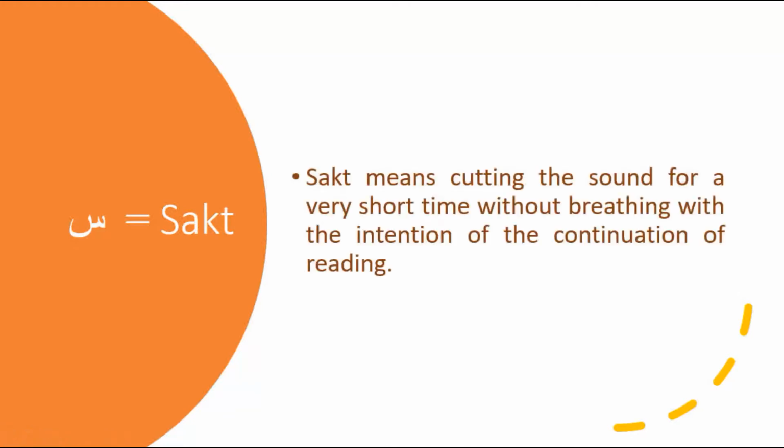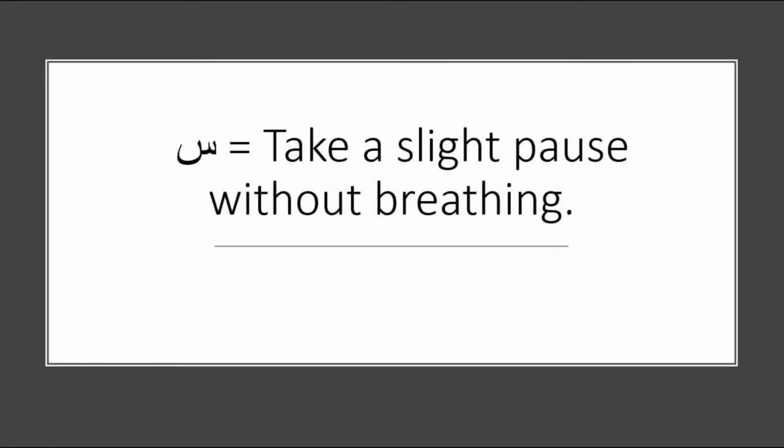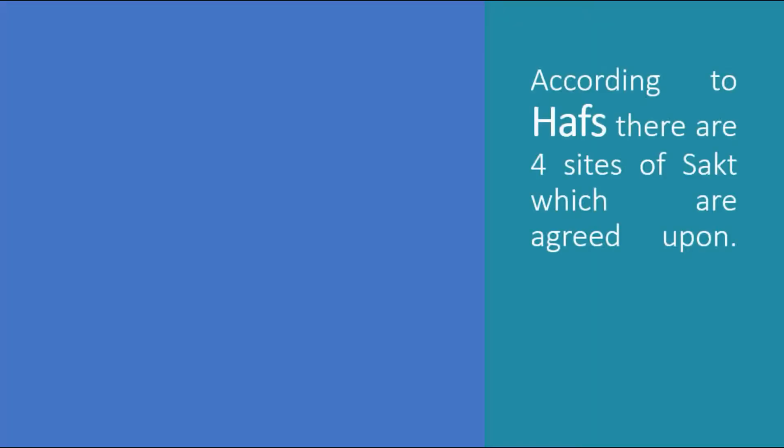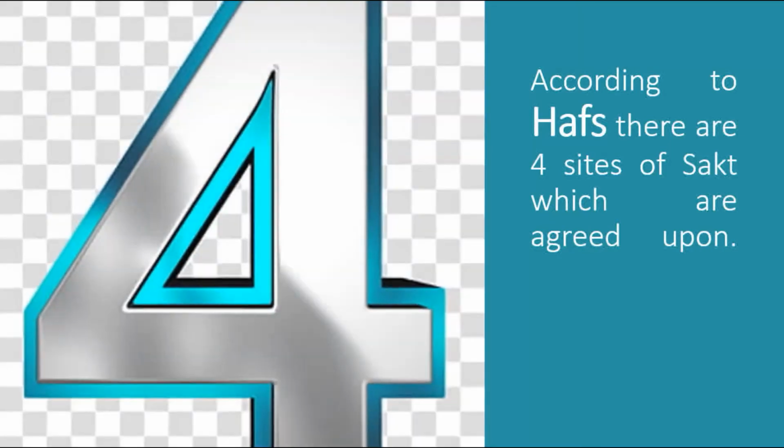Sakt means cutting the sound for a very short time without breathing, with the intention of the continuation of reading. Seen means take a slight pause, not a complete stop. It is less than a complete stop, without breathing. According to the recitation of Hafs and Asim, there are four sides of sakt which are agreed upon, and this means wujuban. Wujuban means you have to make sakt at these four sides.